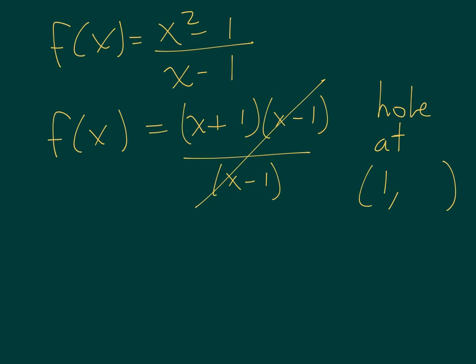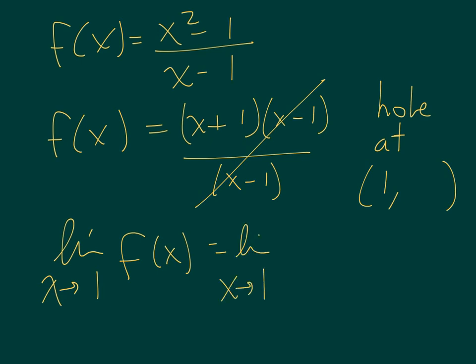And if I plug that back in, once that cancels, if I'm looking for the limit as x approaches 1 of this, well, it's the same as the limit as x approaches 1, since that canceled, of x plus 1, which would equal 2. So we'd have a hole there, because remember, 2 would be our expected y value. Okay, so this would be a removable discontinuity when x equals 1.